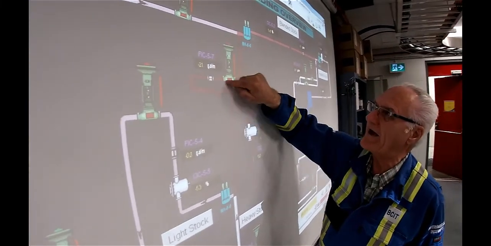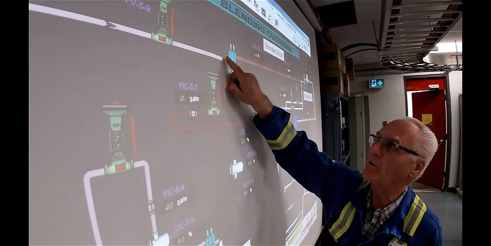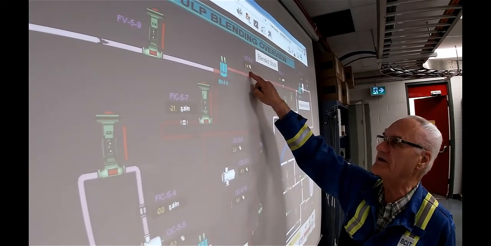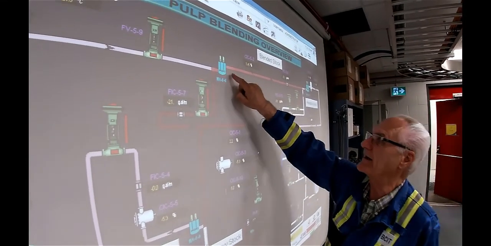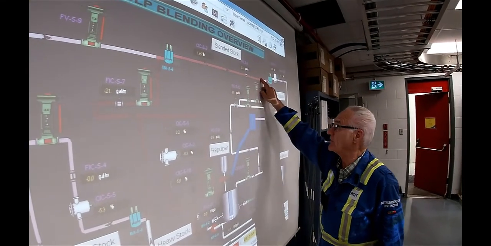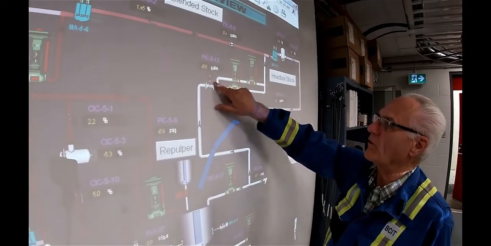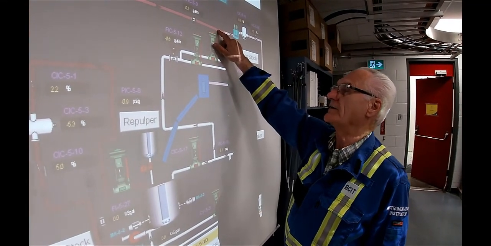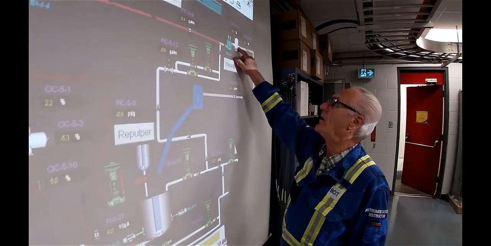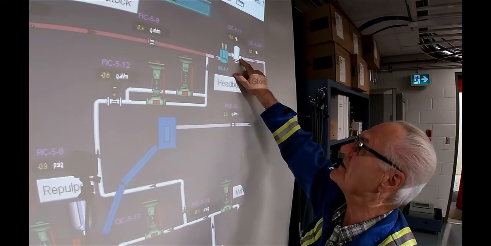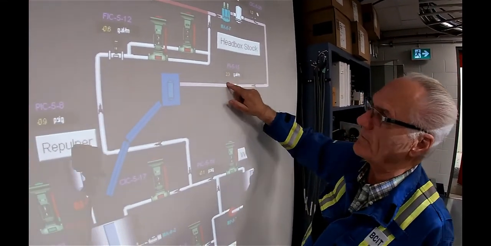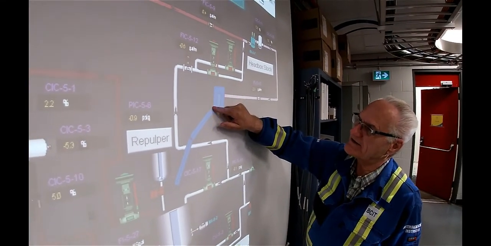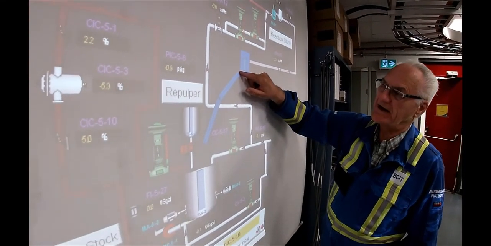We now take some of that 1.75% stock, shoot it back up here, and at this point we take some of the 3.5 and we actually blend it with the 1.75 and create a 2.65% consistency. Again, mixed. Stock comes over here. We hit it with more white water, knock it from 2.65 down to 2.2% consistency.